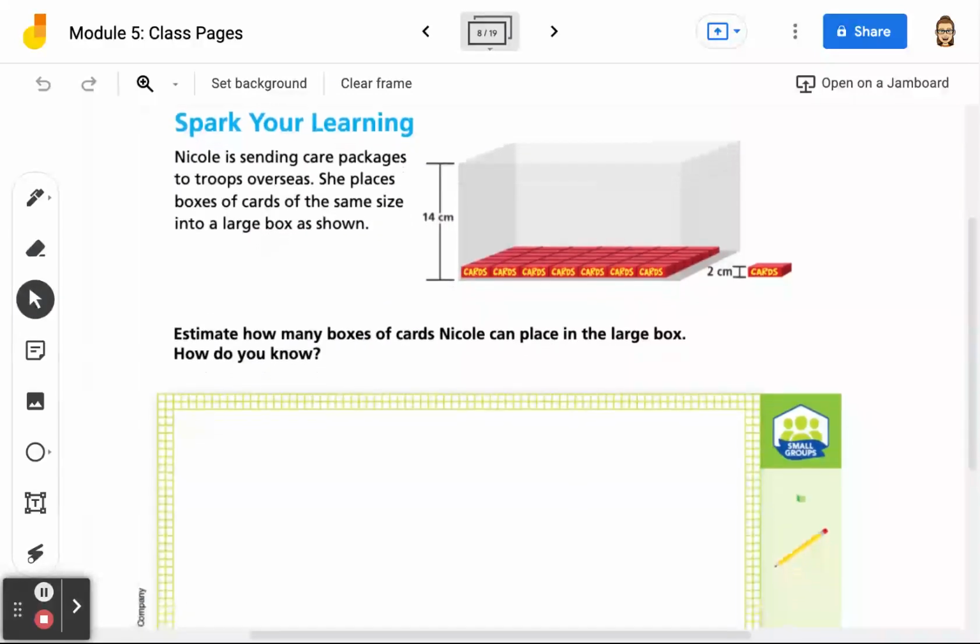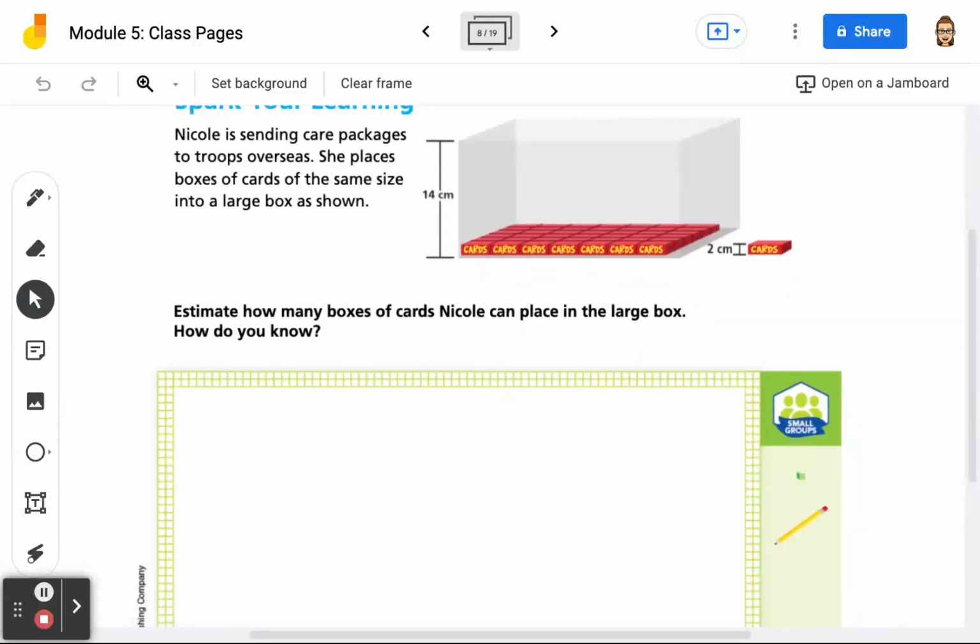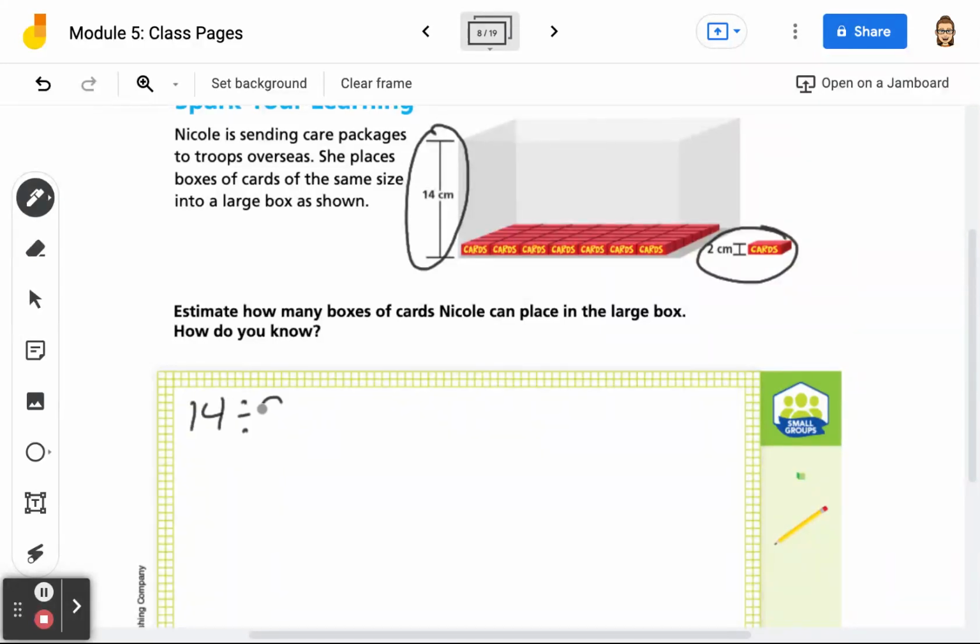So we're going to start by looking at our picture here, and we're going to look to see the whole box. The height we can see is 14 centimeters, and the height of the cards is 2 centimeters. So I want to see how many cards can be stacked. So we're going to do 14 divided by 2, and that equals 7. So that means we're going to have 7 layers.